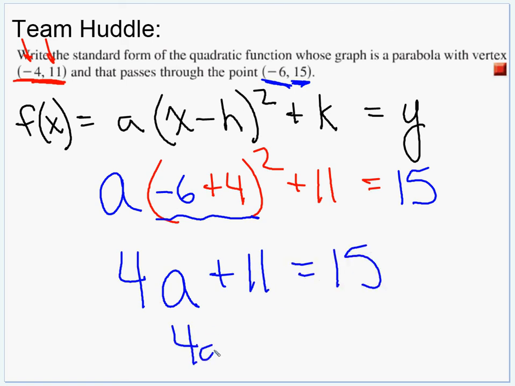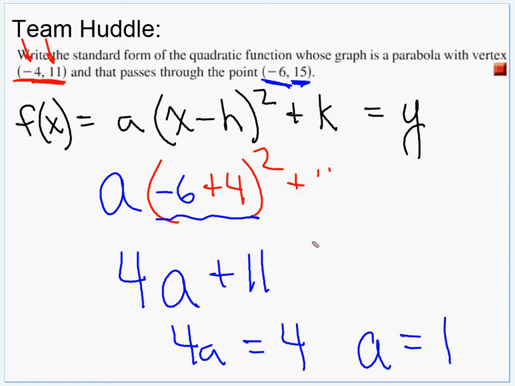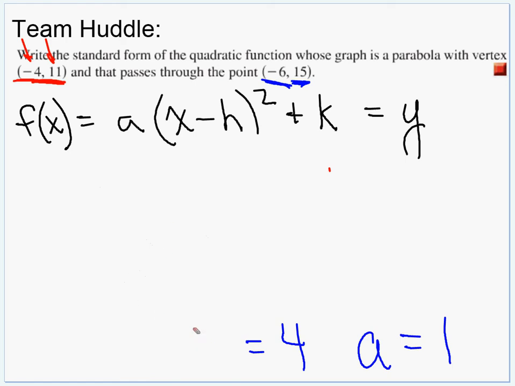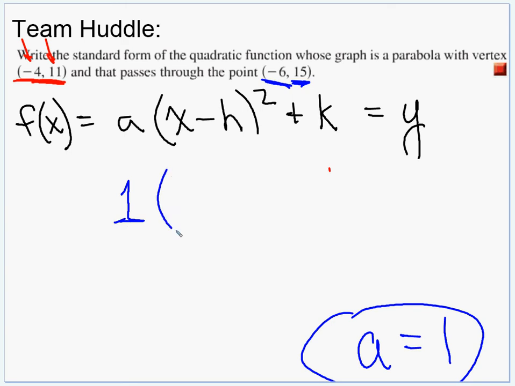If we subtract 11 from both sides, 15 minus 11 is 4. Here, nice and easy, divide both sides by 4. So A is 1. So I'm going to erase this. So we did that work to solve for A is 1. So this A is a 1, and we don't even really need to put it there because 1 times anything doesn't change anything. But let's finish off our equation.